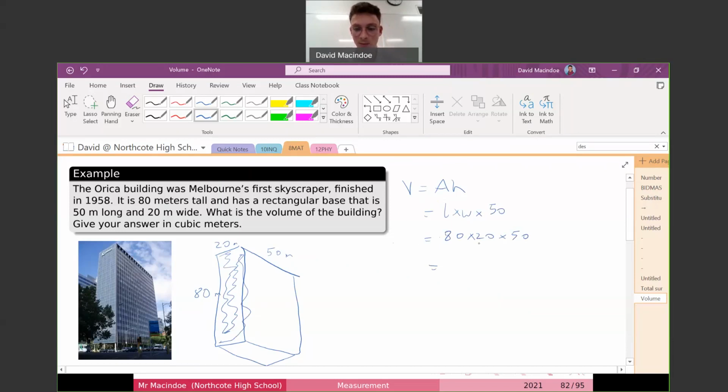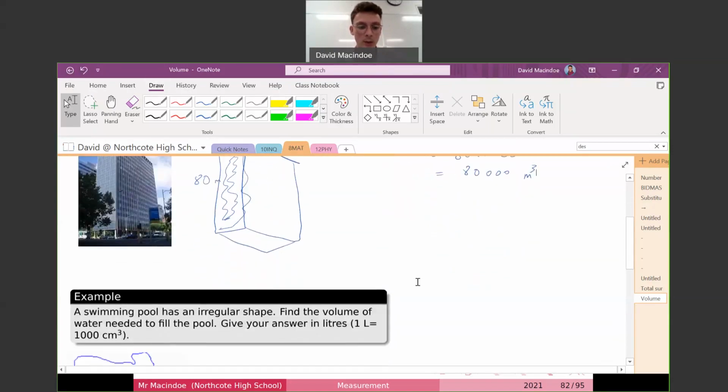Seeing as, with timesing, it doesn't really matter the order you do it in. Maybe the way I'll do this actually is, I know that 20 times 50, or 2 times 5 is 10, right? And I've also got the extra zeros left over. So I'm doing 80 times 1,000, so we keep those zeros as well. So 80,000 meters cubed. So yeah, it's a big building. It fits a lot of stuff. 80,000 meters cubed worth.